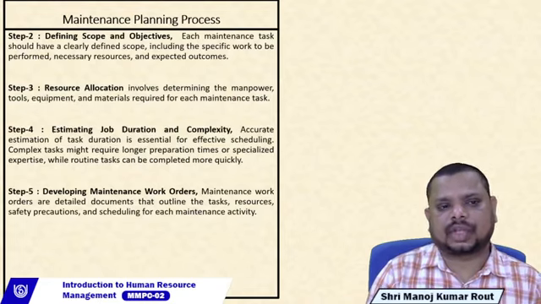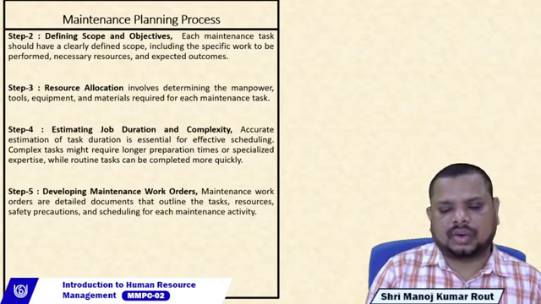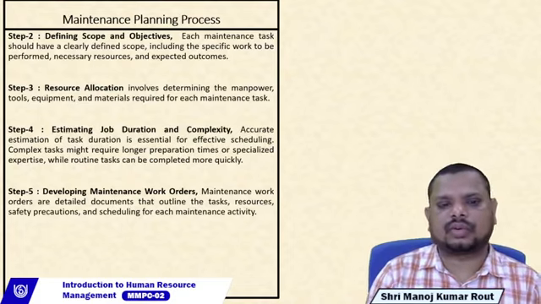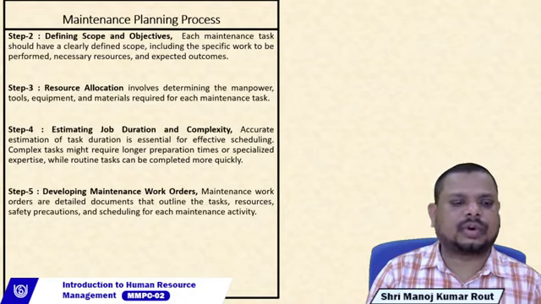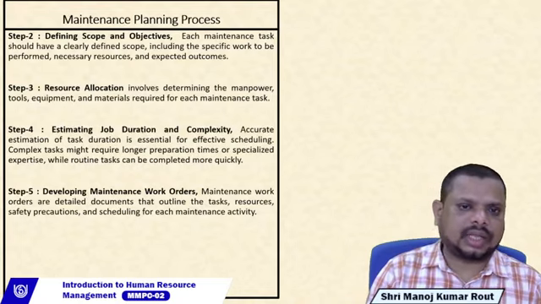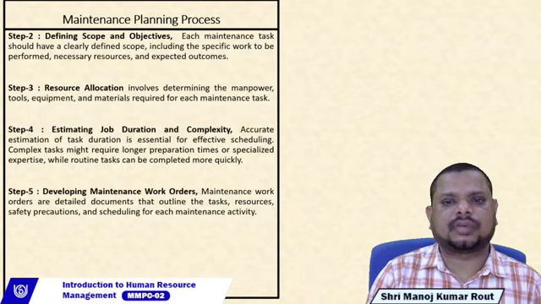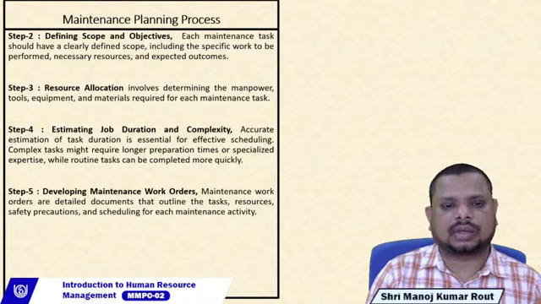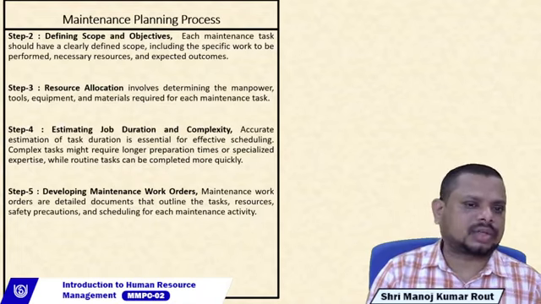The second step is defining the scope and objectives. In the maintenance department, each maintenance task should have a clearly defined scope. That includes the specific work to be performed, the necessary resources, and the expected outcomes. This directly or indirectly defines the scope and objective of your maintenance. For example, if you perform maintenance work on an electric motor, the outcome should be that the motor operates efficiently and can be used in the production process.